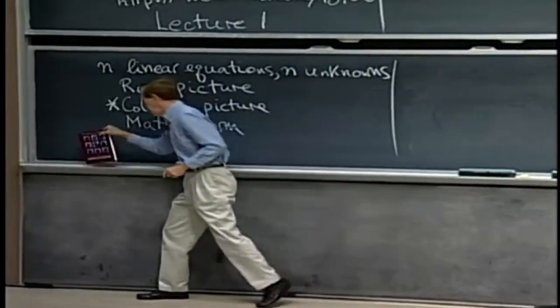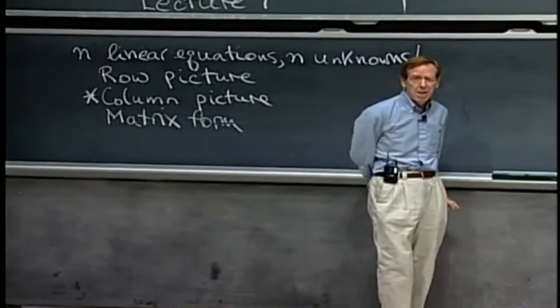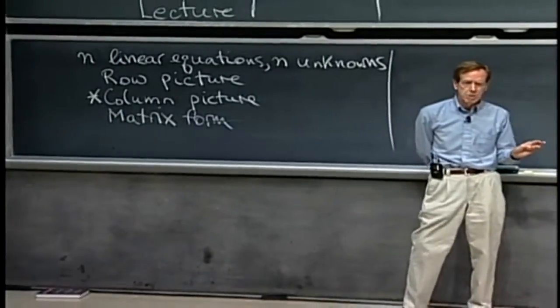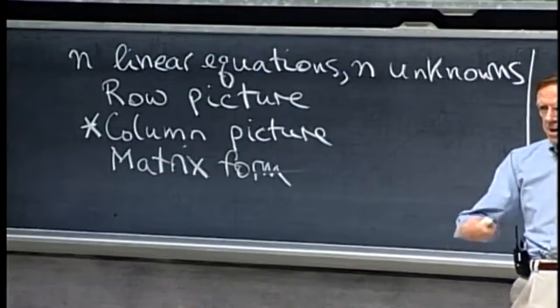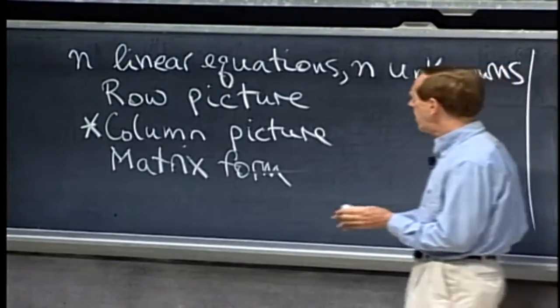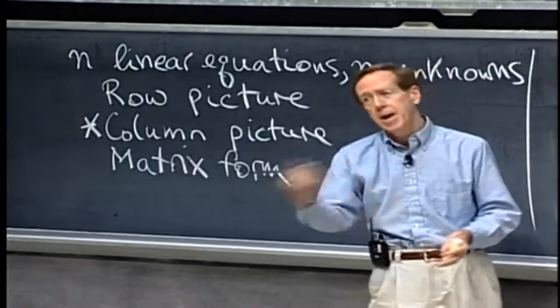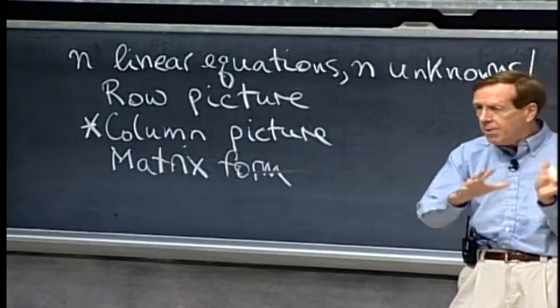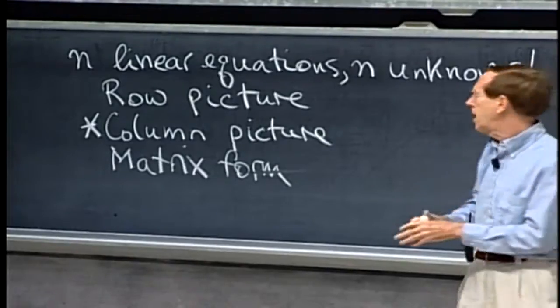This is my plan. The fundamental problem of linear algebra, which is to solve a system of linear equations. So let's start with the case when we have some number of equations, say n equations and n unknowns. So an equal number of equations and unknowns. That's the normal nice case.